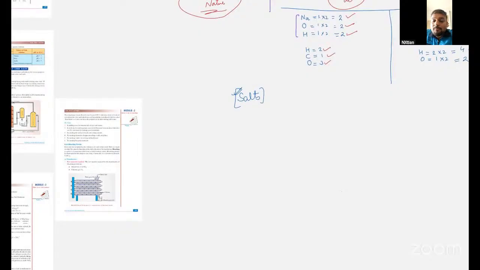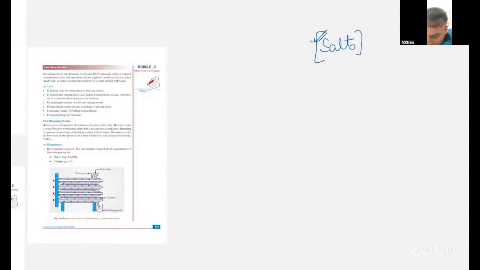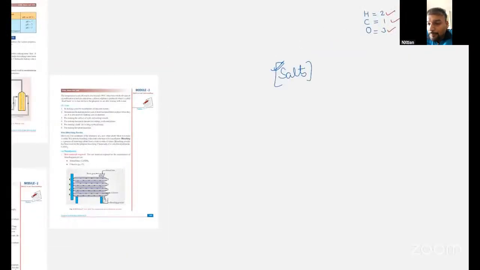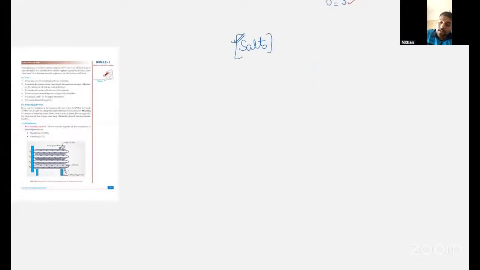Now bleaching powder, like in your book, it is just given as the Hasner-Clever plant process in which the bleaching powder is formed. But we will go a little bit advanced. We will first find out how the solution is formed, then we will go to the Hasner-Clever process. So first we will take, like we know, NaCl.